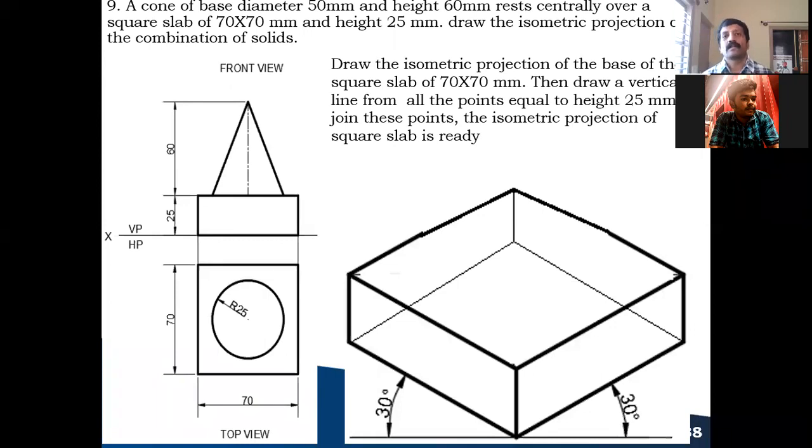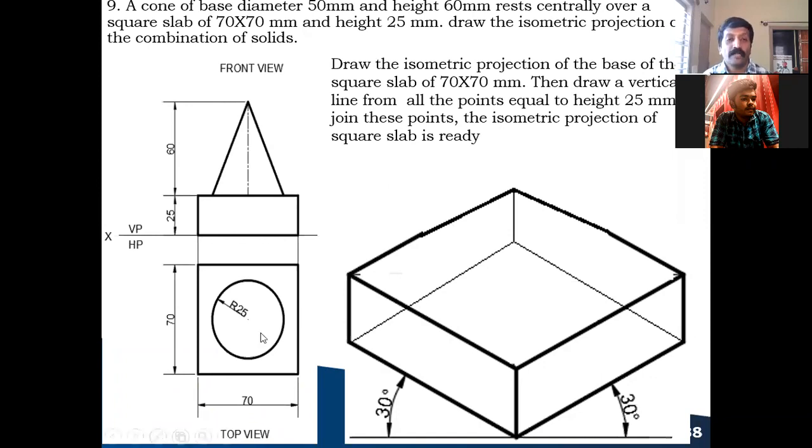So this is the dimension which has been given, that is, the base solid is a square slab or square prism. I told you why it is called a slab, because the thickness is less, and above that a cone is placed centrally. The square slab, how does it look in the top view? It looks like a square only. So first you draw the square of 70 millimeter in the top view. And the cone, how does it look in the top view? You see the cone from the top, it looks like a circle, correct?